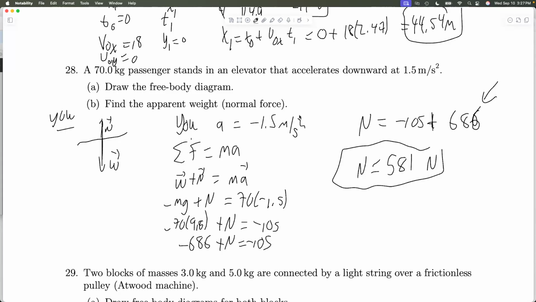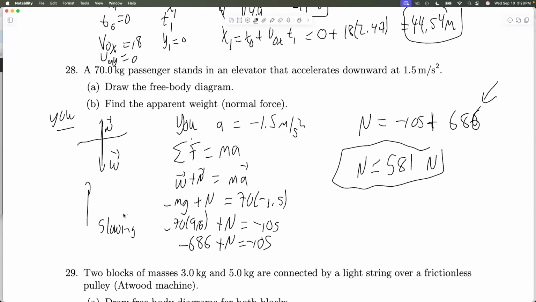So for this elevator, because it's accelerating down, your apparent weight is less than your actual weight. If we were accelerating up, if we had a positive number here, this would be more. If you're in an elevator that's accelerating up, you feel like you weigh more than normal. If you're accelerating downward, you feel like you weigh less than normal. And when we say accelerating, we're not even talking about which way we're moving. So think about this for a minute. You could be in an elevator that's going up, but slowing down.